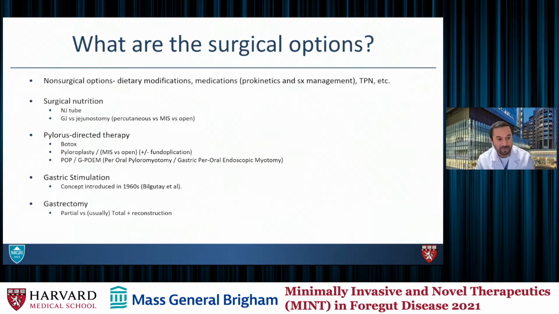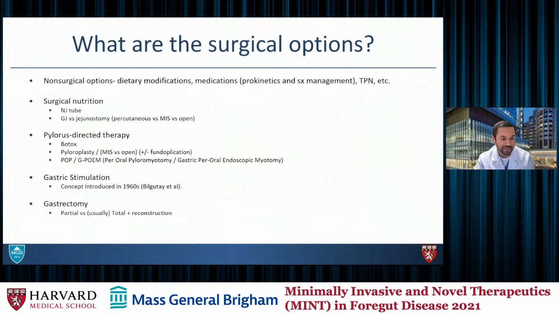Some of the surgical management of nutrition could include inserting feeding tubes like a GJ tube or a J tube, for example. This could be done through various approaches, whether percutaneous, minimally invasive, or open. Other therapies include pylorus-directed therapy with Botox injections, pyloroplasty, pyloromyotomy, or peroral pyloromyotomy, or G-POEM, as we call it.